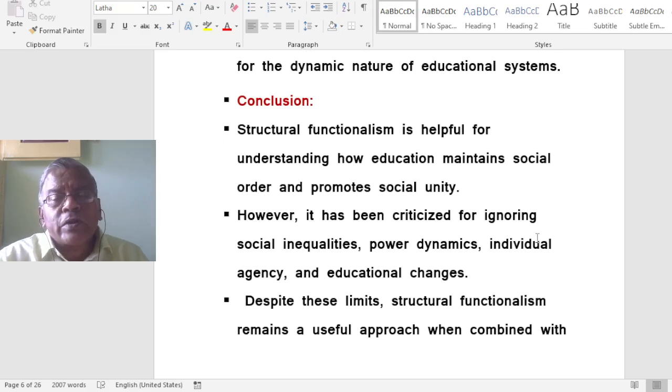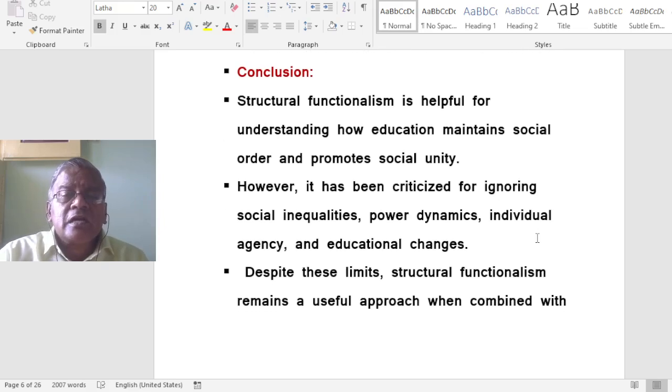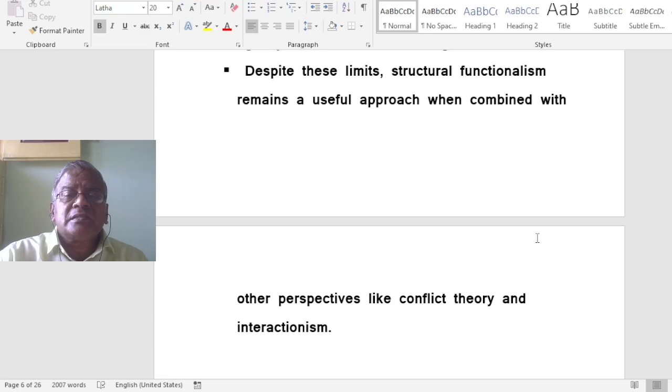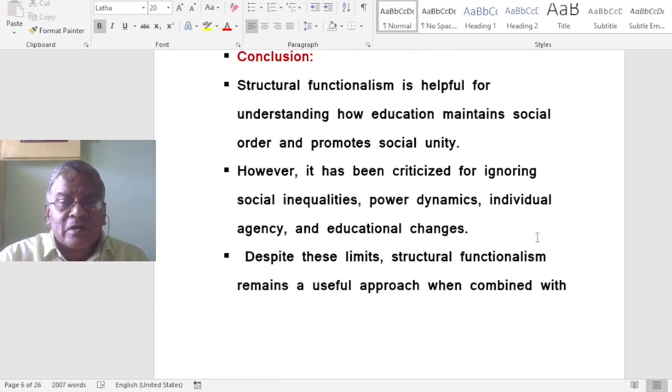So, what you could give as a concluding remarks? Structural functionalism is helpful for understanding how education maintains social order and promotes social unity. However, it has been criticized for ignoring social inequalities, power dynamics, individual agencies, and educational changes. Despite these limits, structural functionalism remains a useful approach when combined with other perspectives like conflict theory and interactionism. So, I hope you understood this. These are the concluding remarks.